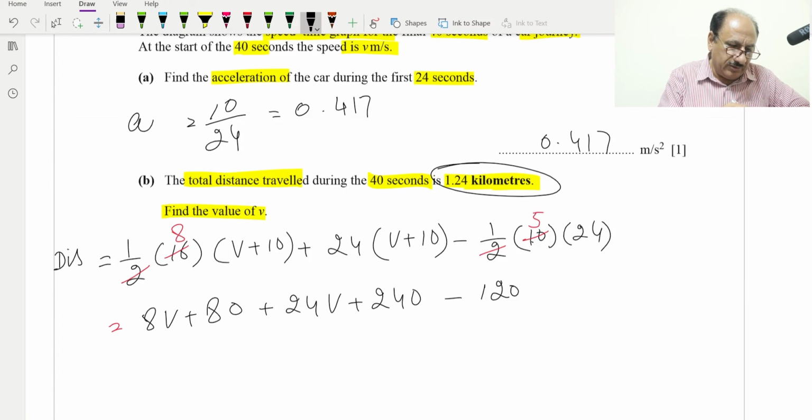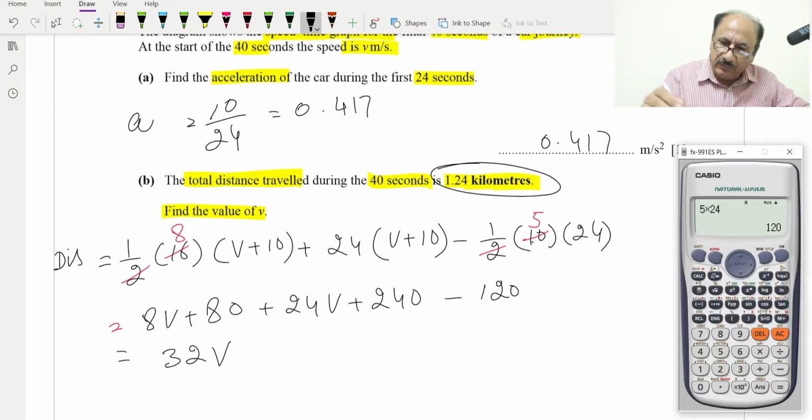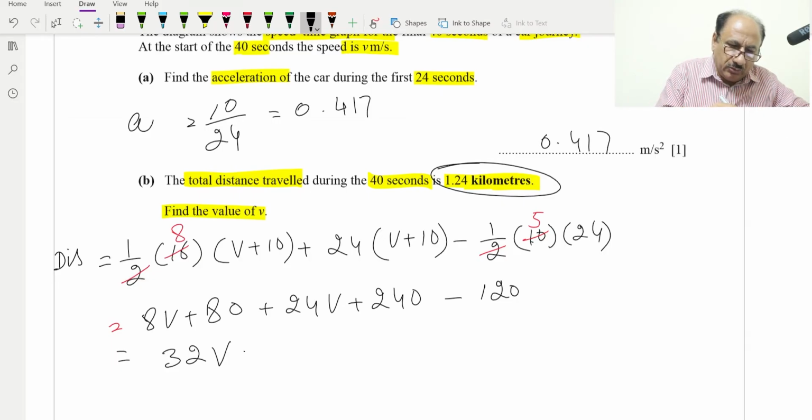Now we can further simplify. 8V plus 24V will be 32V, and we can further simplify. So 80 plus 240 minus 120, this will be equal to 200. So this will be plus 200, and it is given that this distance is equal to 1.24 kilometers.